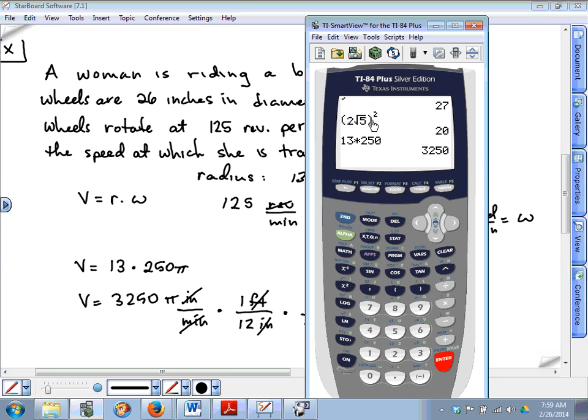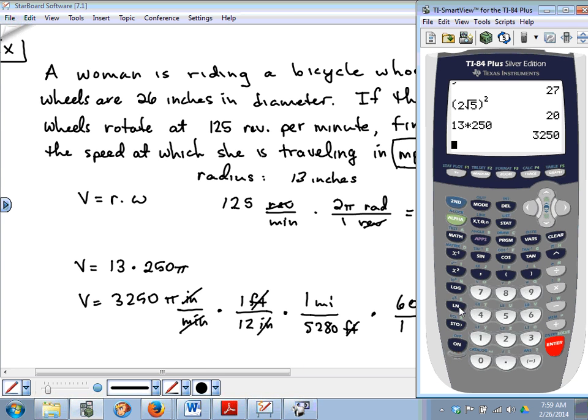So first we had to do 3,250 divided by 12. Then we had to divide that by 5,280. Then we have to multiply that by 60. And then finally we can multiply it by pi. Oh, what? She's only going 9.6 miles per hour.